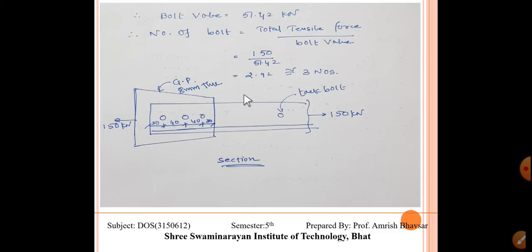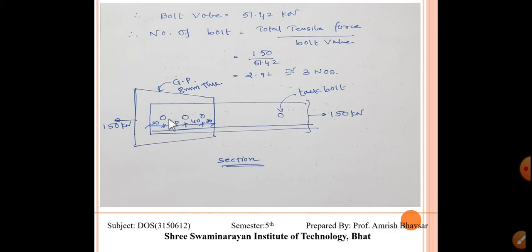Now our next step is the number of bolts. In this case, the number of bolts is equal to the total tensile load, or force, divided by the bolt value. We have that force as 150 kilonewton divided by our bolt value, that is 51.42. So we get 2.92, meaning we are considering 3 bolts.